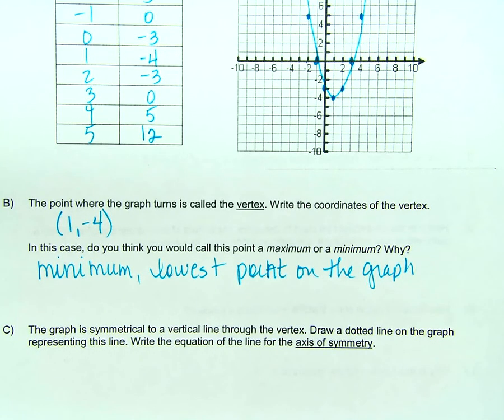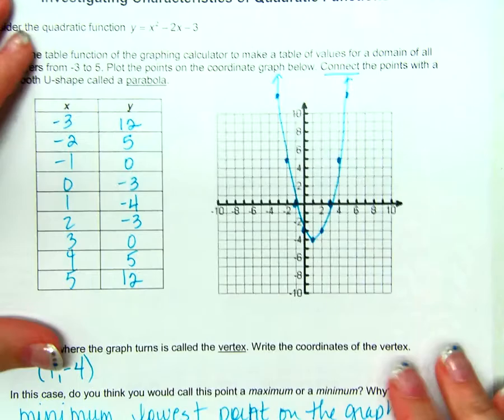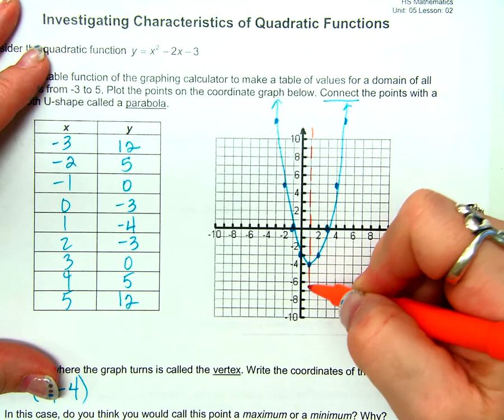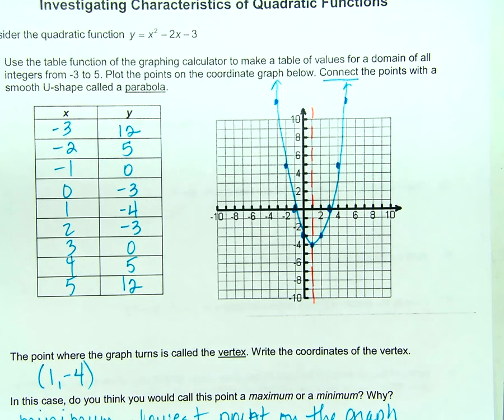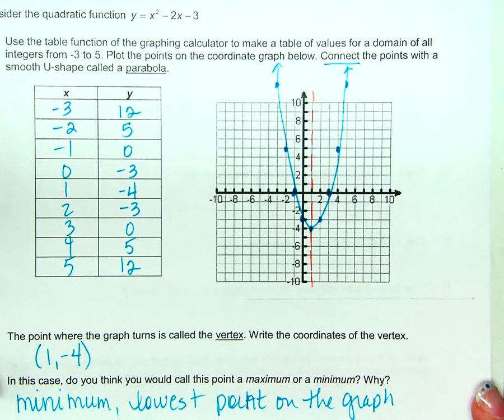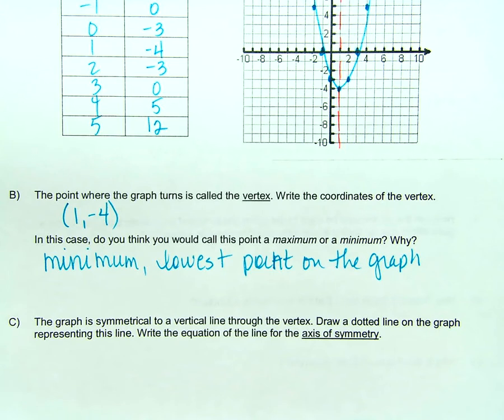The graph is symmetrical to a vertical line through the vertex. Draw a dotted line on the graph representing this line, a vertical line through the vertex. I see some of you using different colors to do this. That's great. I am. What's the equation of that line? X equals 1. Okay? I'm okay with that.